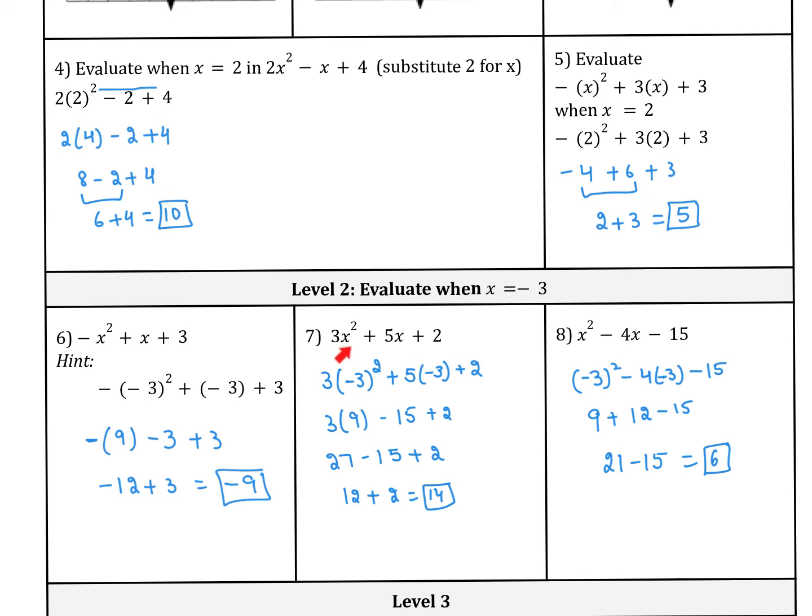3 times negative 3 squared. Negative 3 squared is positive 9. And this is negative 15 plus 2. 27 minus 15 is 12. 12 plus 2 is 14.